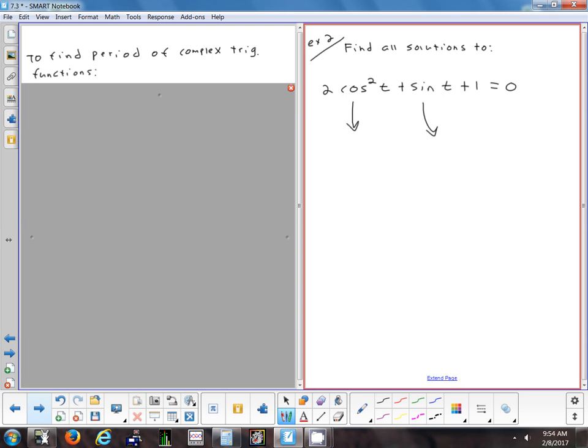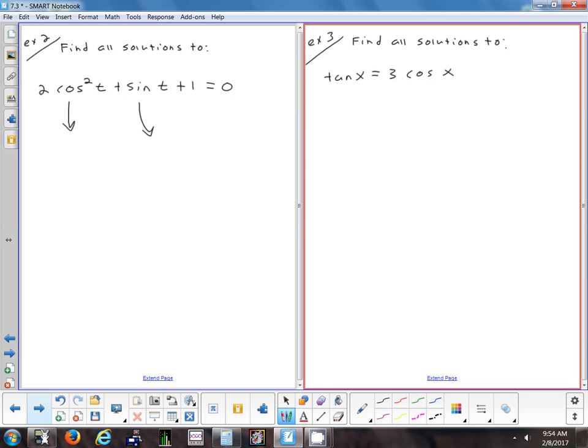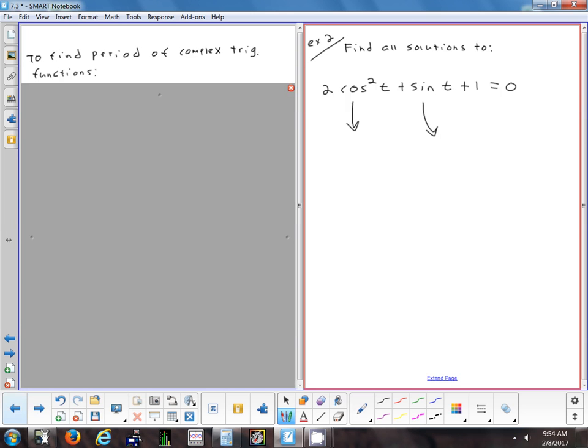Yep, so the first step will be to get it equal to 0, and we're going to have some problems that are not, like this one, example 3. So that will be the first step, but not in example 2, because that's already done. And the arrows are kind of a hint.